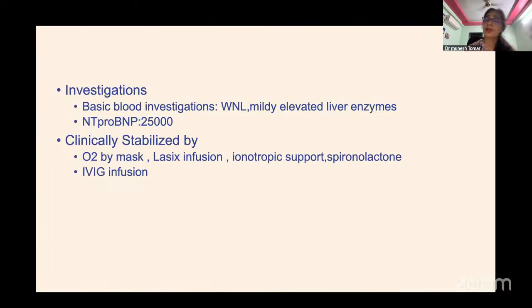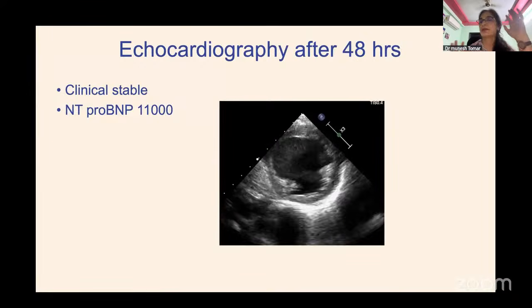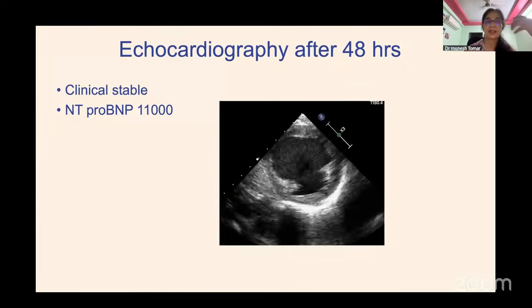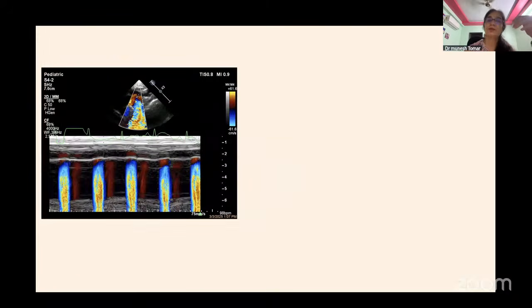The investigations showed very high NT-proBNP. He was stabilized with cardiac medication, and IVIG was given with Lasix cover because of the possibility of myocarditis. And this is the echo just after 48 hours of admission. NT-proBNP has come down significantly from 25,000 to 11,000. And this is the flow reversal again.